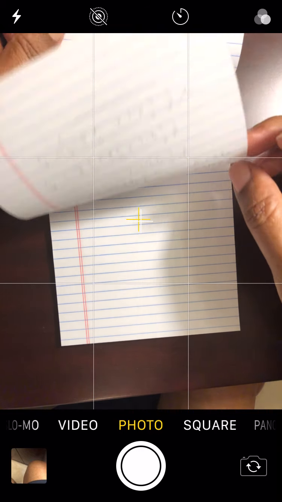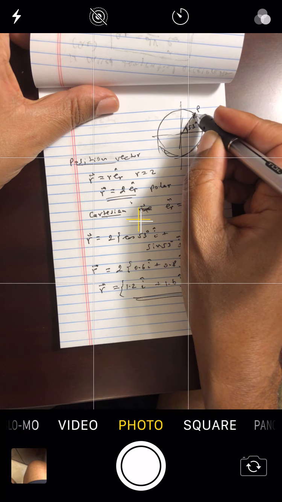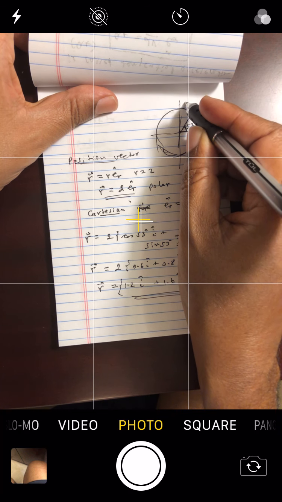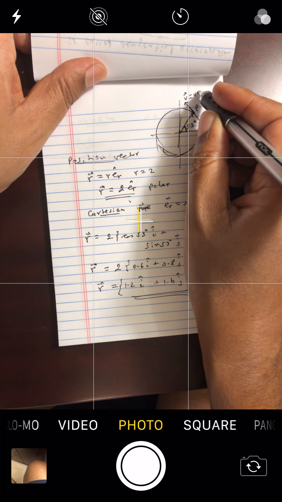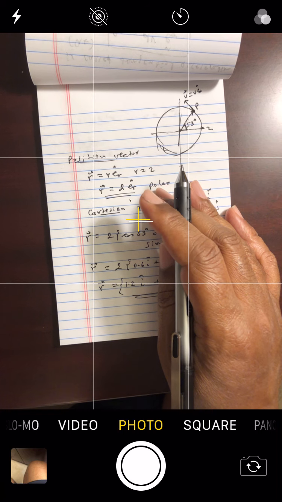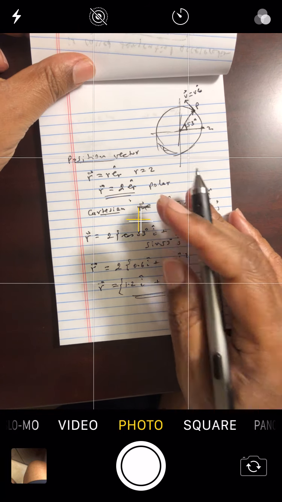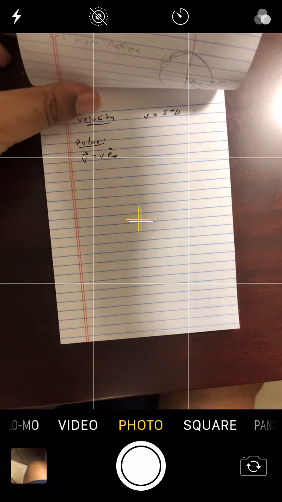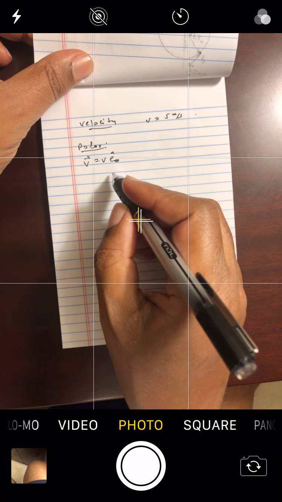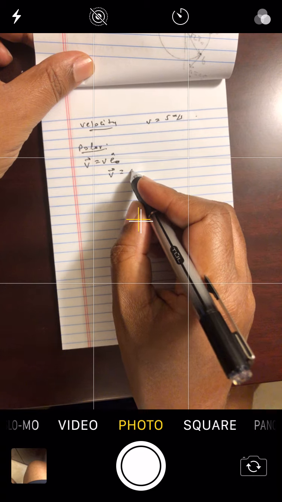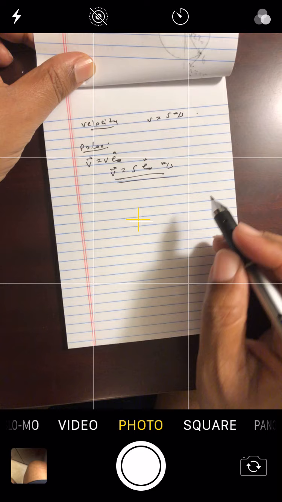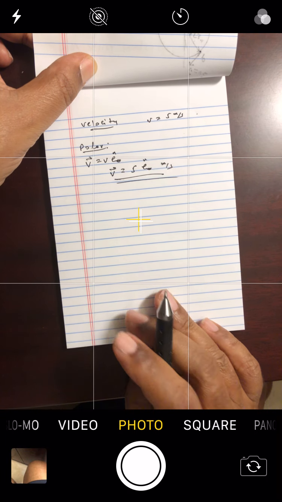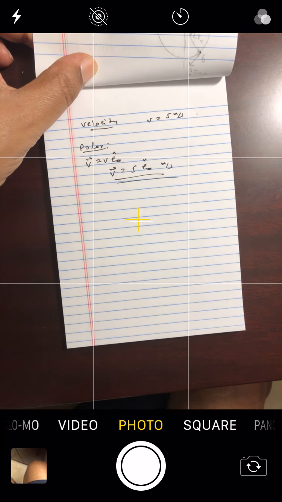Now remember, e_theta is tangent to the circular path, so that's what we're talking about. This is v, its speed in the direction of e_theta, and e_theta is tangent to the circular path. But we know v is 5, so in polar coordinates this equals 5 in the direction of e_theta, meters per second. That is the velocity in polar coordinates, meaning expressed in terms of the polar unit vectors.